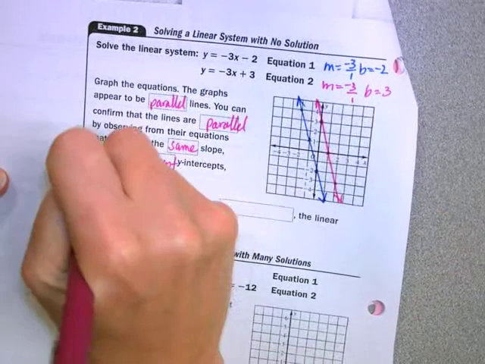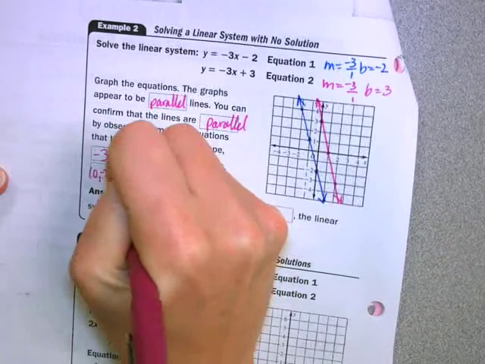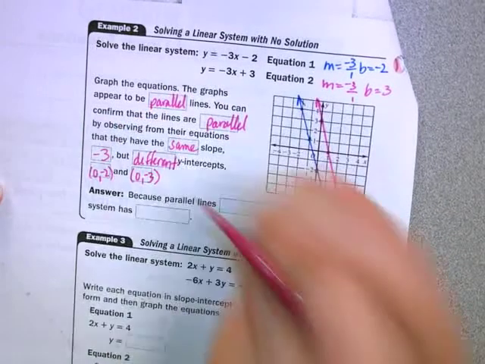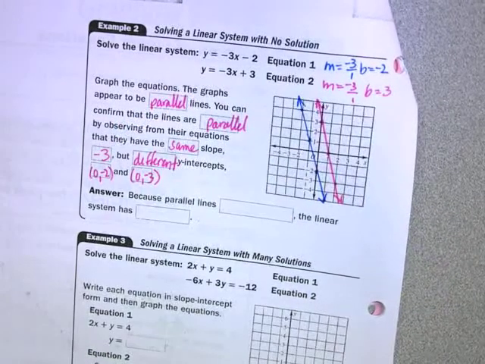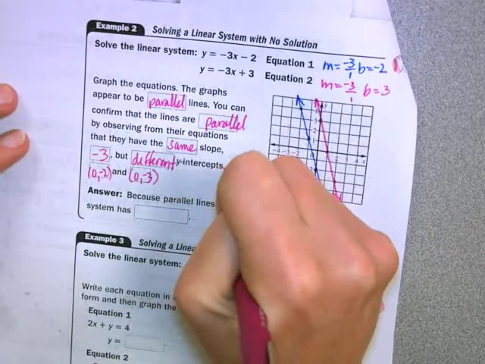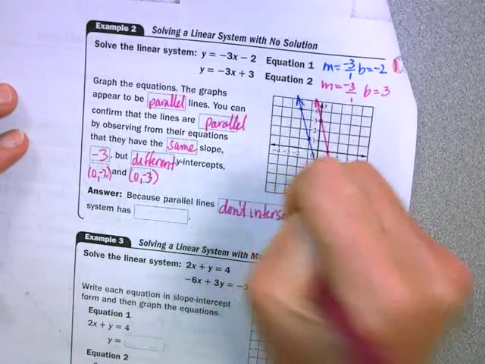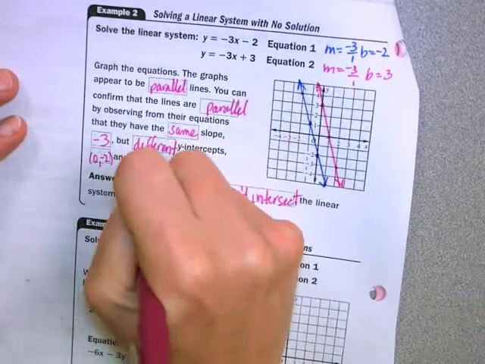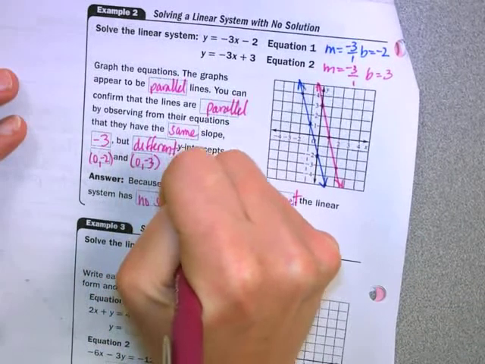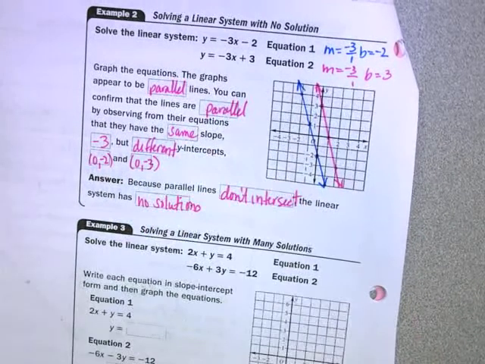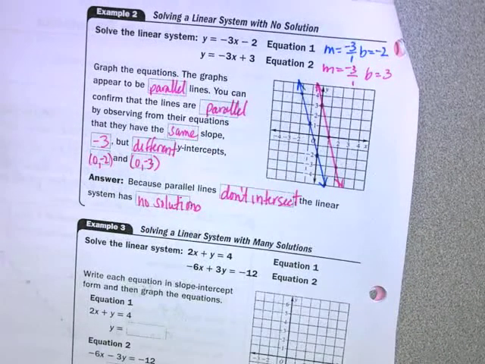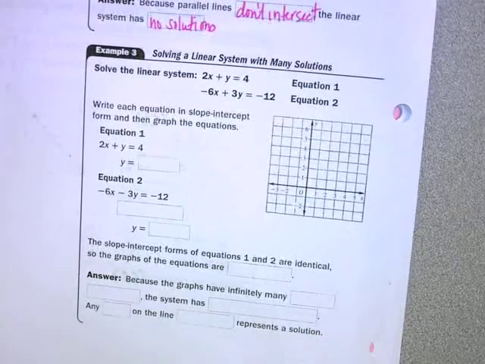They were 0, -2, and 0, -3. So because the parallel lines don't intersect, what can you say? What do you think is going to happen? The system has no solutions. So it's possible not to get an intersection point like we did on the last one, and this is the case.